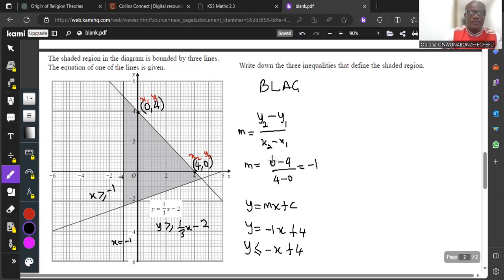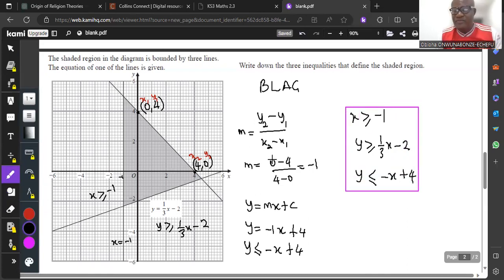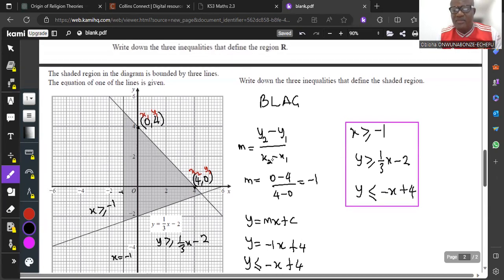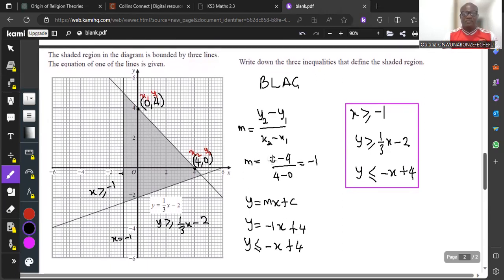Therefore, the three inequalities we're looking for are x greater than or equal to -1, y greater than or equal to 1 over 3 x minus 2, and y is less than or equal to -x plus 4, or 4 minus x if you like. So those are the three inequalities that satisfy the region marked R. So this brings us to the end of the lesson on inequalities region. But very importantly, pay attention to LAGB and BLAG.